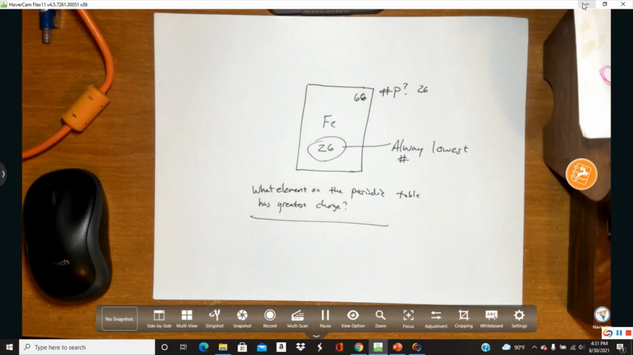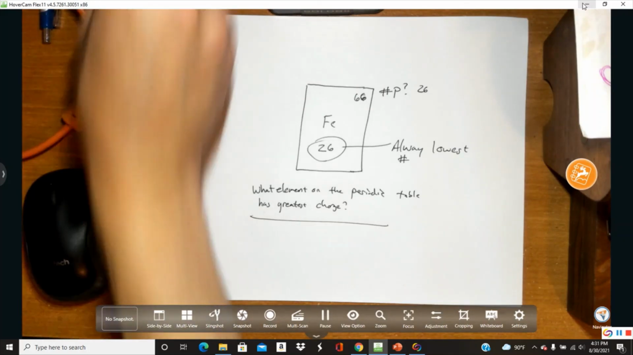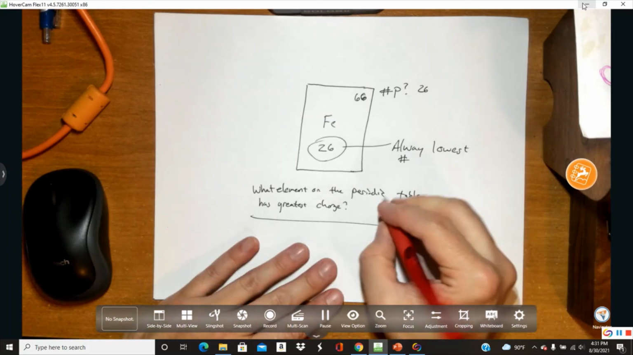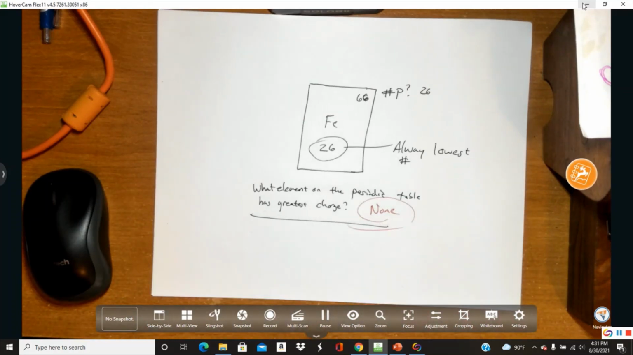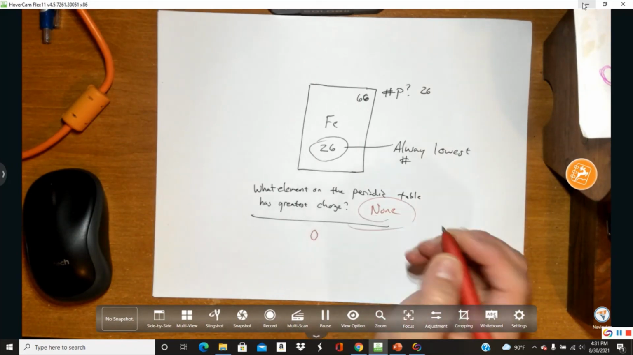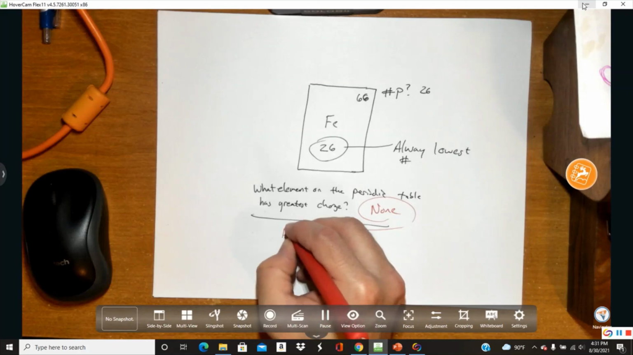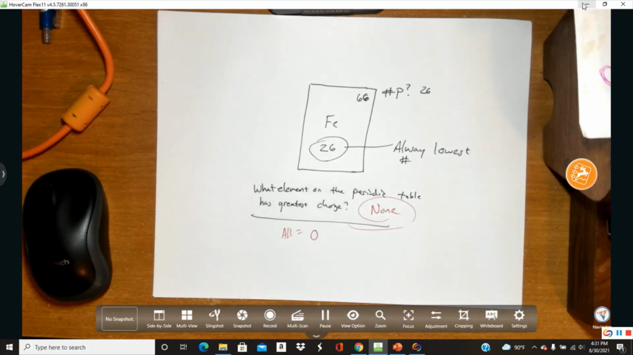All right, did you pause and come back? Good. If you did, let's see what you got. None. Why is it none? They all had the same charge. All atoms fundamentally have the charge of 0. All are neutral, okay, because they all have the same number of protons and electrons.